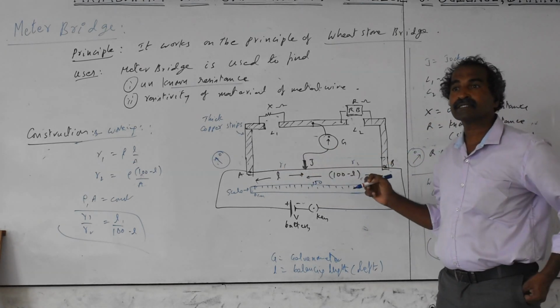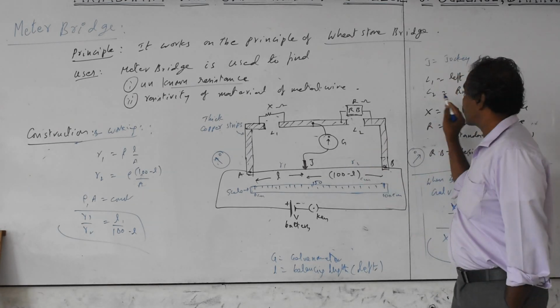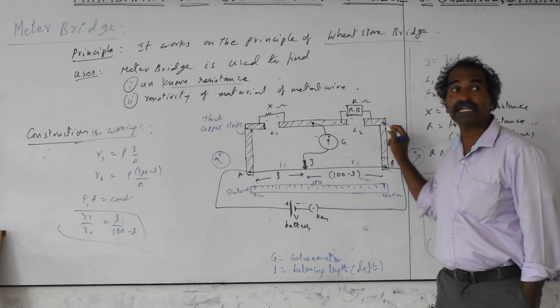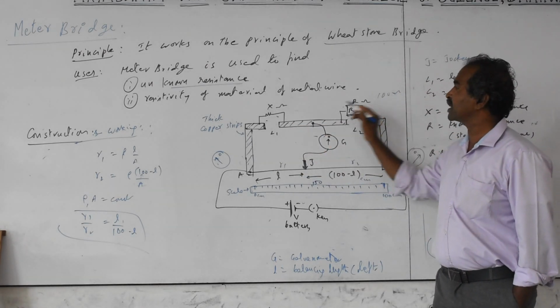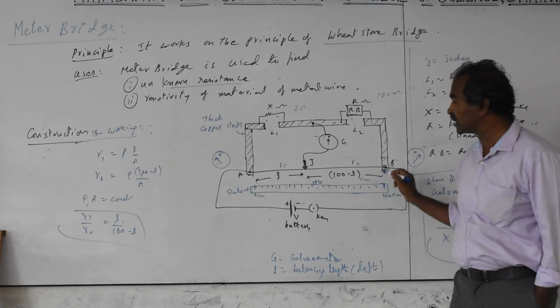Why? Because you have to use the bridge balancing condition, P by Q equals R by S. But what about these connecting materials? They should have negligible resistance. In case I take 100 ohms here, but the resistance here is only 2 ohms, then the balancing point is not available within this length.